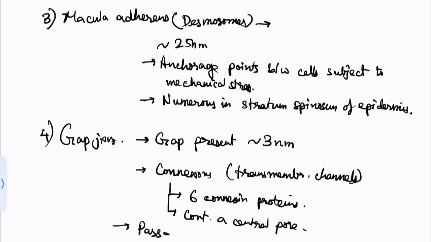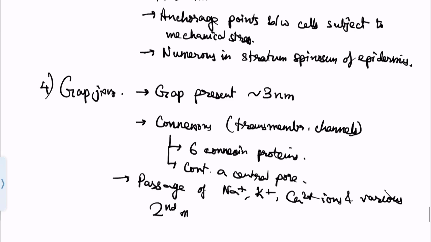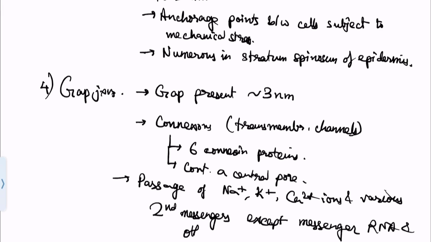Passage of sodium, potassium and calcium ions and various second messengers is permitted, except messenger RNA and other macromolecules. With that, we finish our discussion on the epithelial tissue.